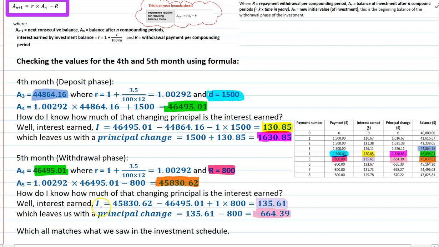To work out the interest I've earned there, I simply find the difference between the two balances and add on this time the amount I'm withdrawing, and that gives me an interest of $135.61. Then lastly, my principal change is simply going to be the difference between the interest earned and the amount I've withdrawn. And thankfully my maths is good because that matches everything that we're seeing in the schedule.